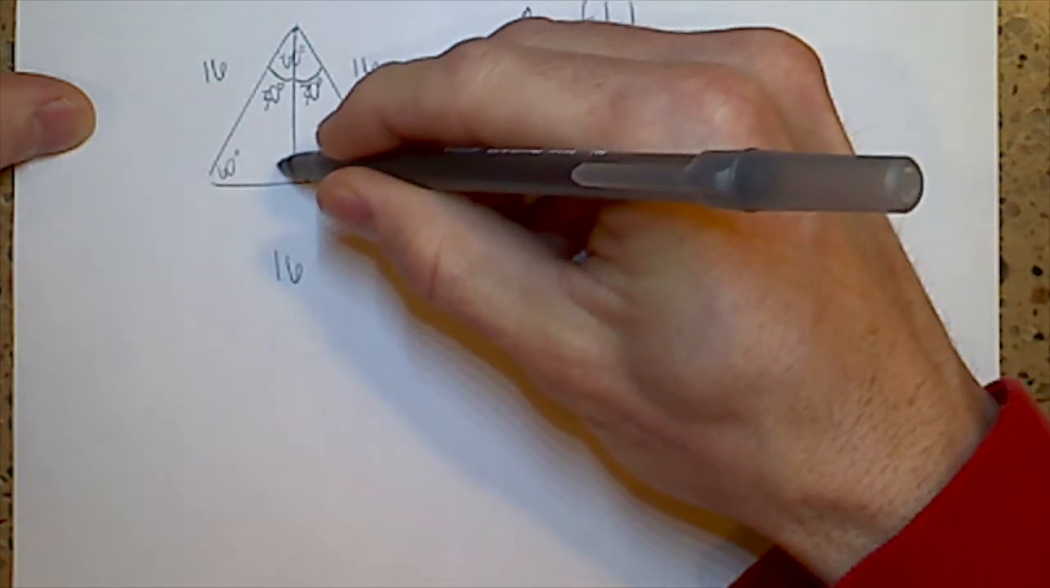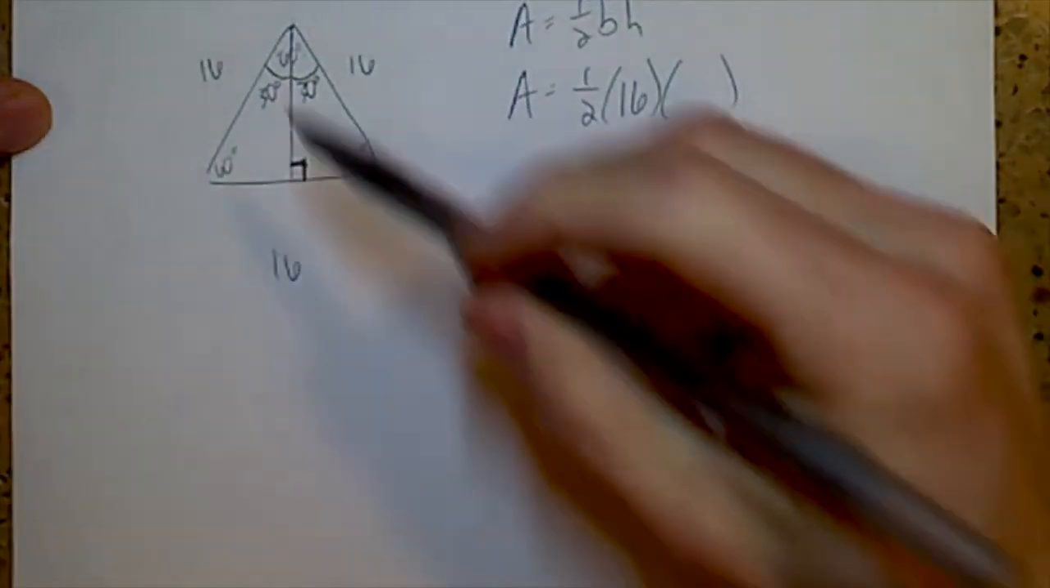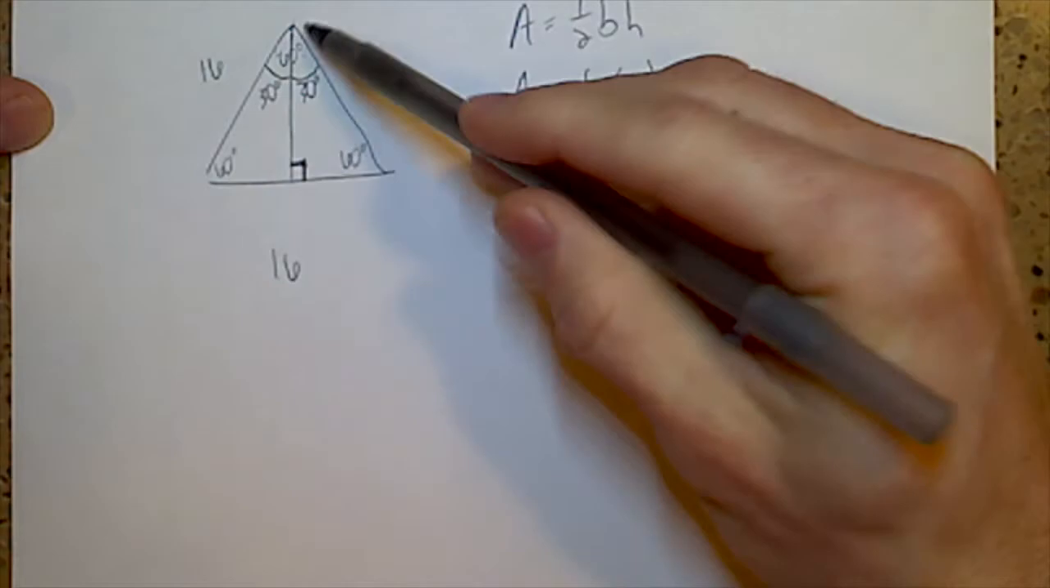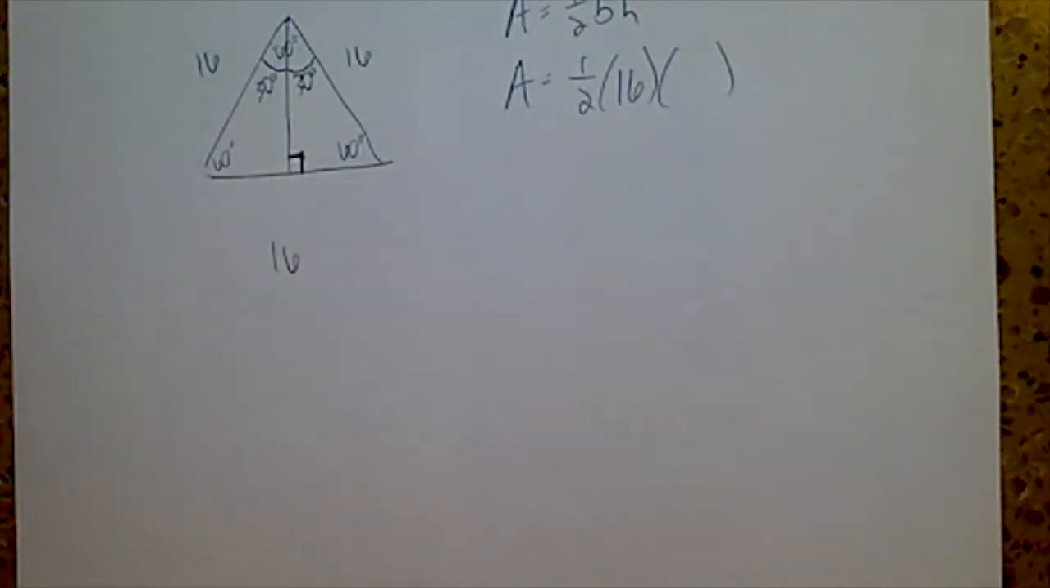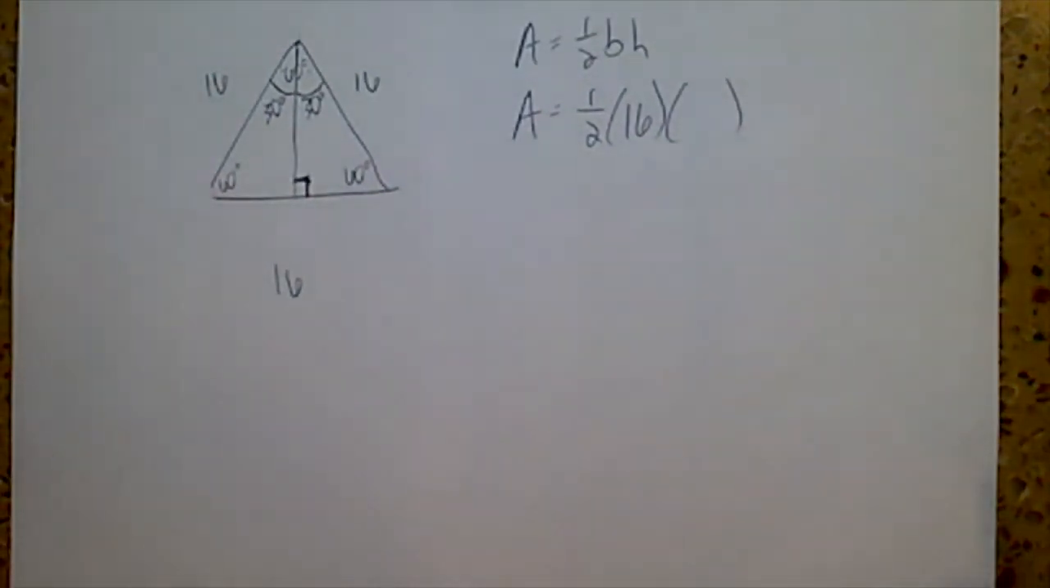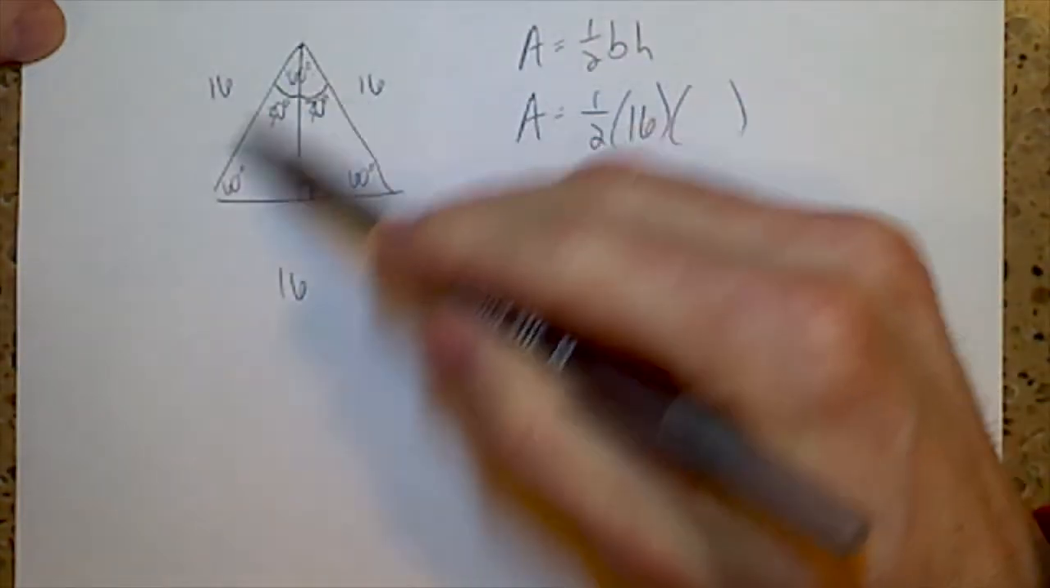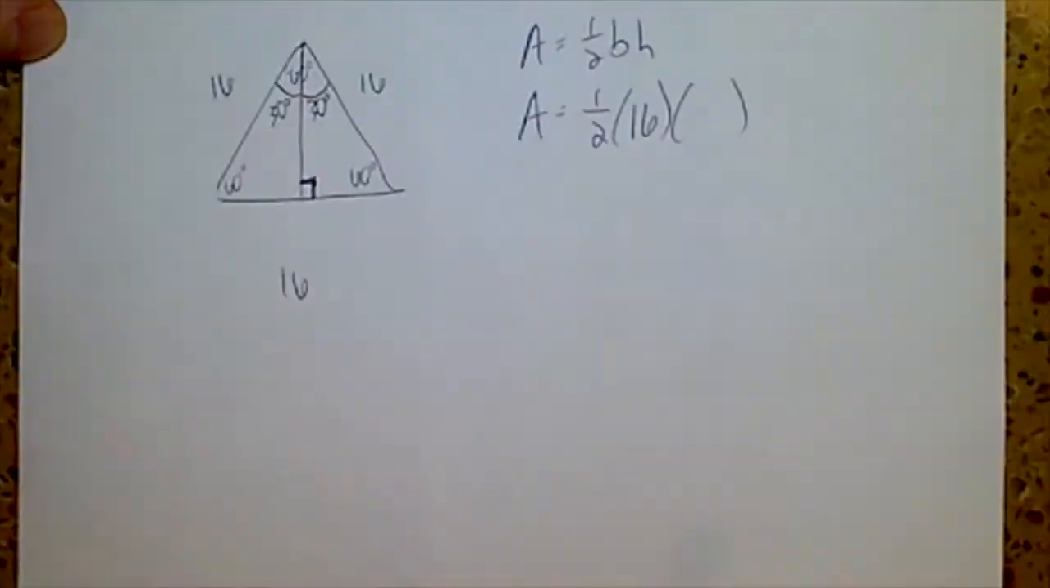I know this is also a right angle. So really what I have here is two 30-60-90 triangles that I've split this up into. Conveniently enough for me, I know my special right triangle ratios for 30-60-90. Only problem is, right now I just know one of these lengths, right?